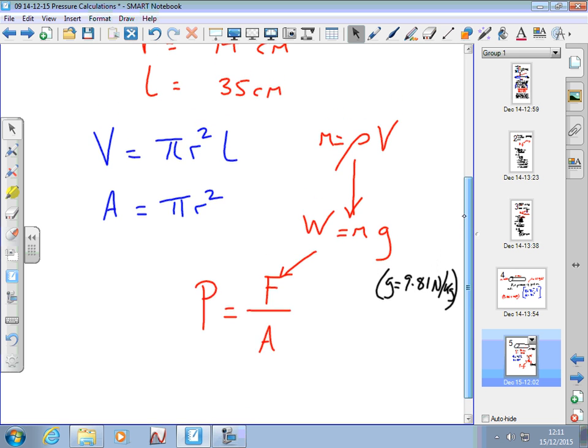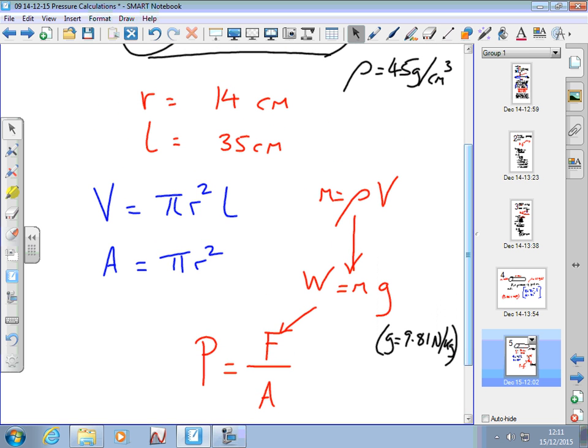Now I'm getting somewhere because I know the density is 45 grams per centimetre cubed, and I can find the volume because the volume is given by this formula here, and that's pi r squared times the length. And I know the radius, it's 14, and I know the length, it's 35. So the volume is pi r squared times the length. So a bit complicated, but what I'm going to do is do this in reverse to find the force.